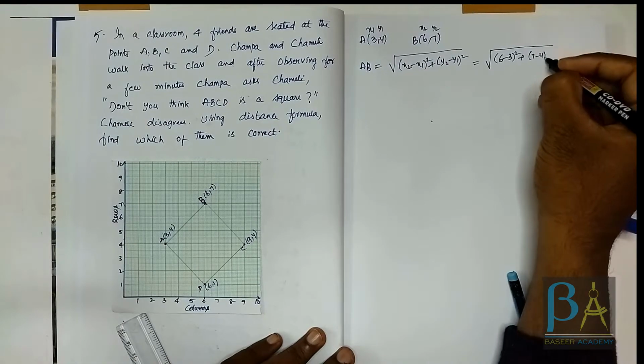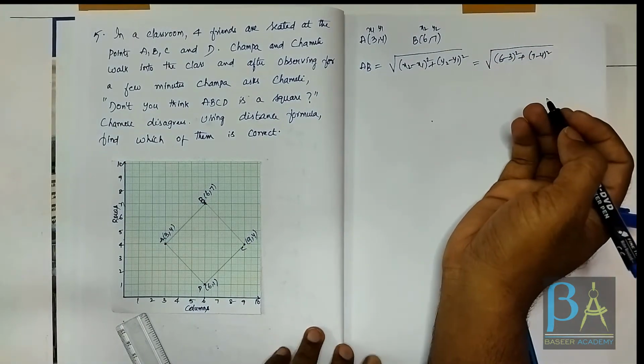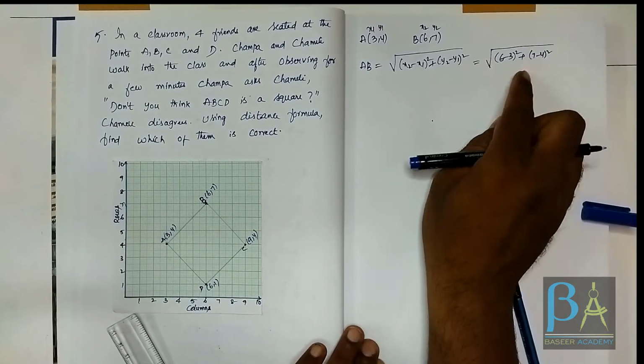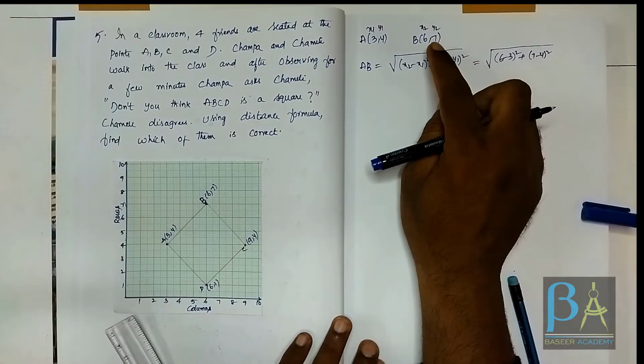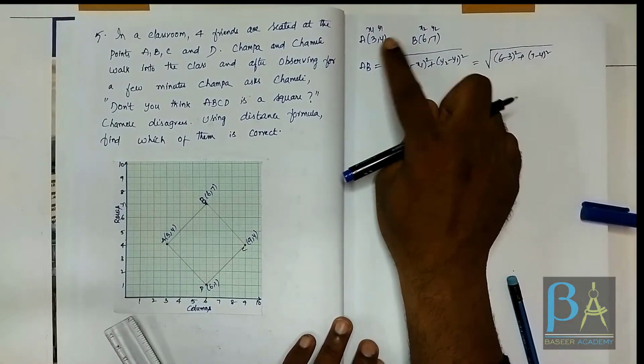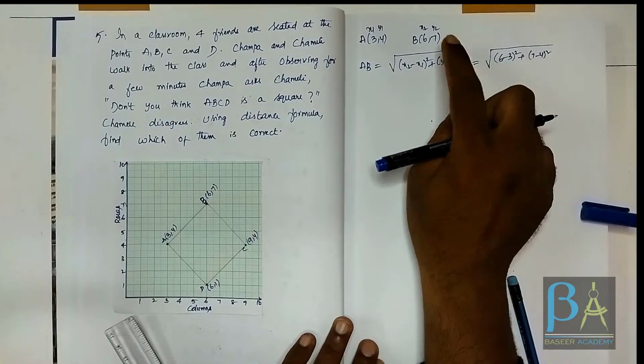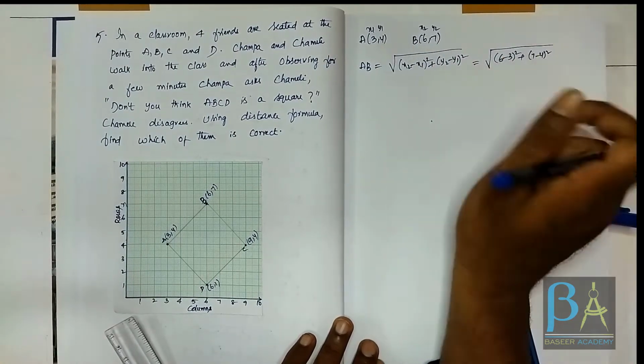From 7 I subtract 4. So this is something that I personally do. Anyways, if you substitute in the formula also, you mostly get the same thing itself. In place of x2 you're writing 6, in place of x1 you're writing 3, in place of y2 you're writing 7, in place of y1 you're writing 4.